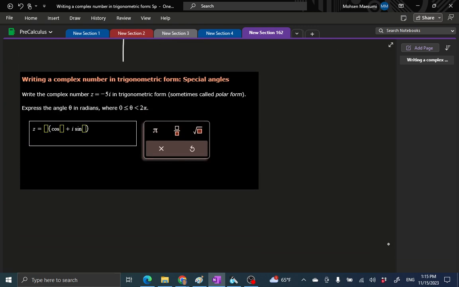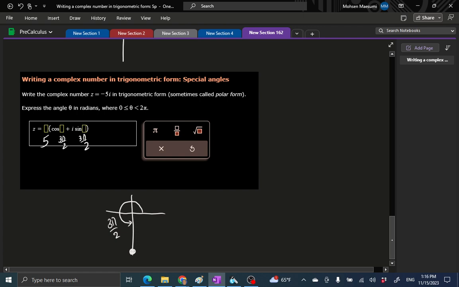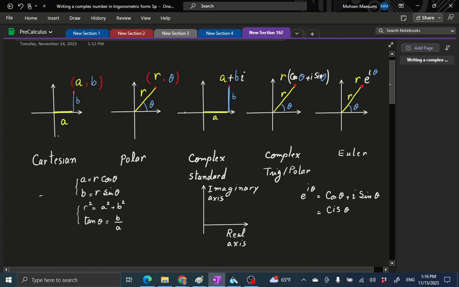How about minus 5i? Very similar to what we just had. Minus 5i, you will be down here. The angle you want, again, we are going in this direction, so the angle is 3 pi over 2. So distance again is 5, cosine of 3 pi over 2 plus i sine of 3 pi over 2, and yes, that's the last one. Okay, so the problems were straightforward.